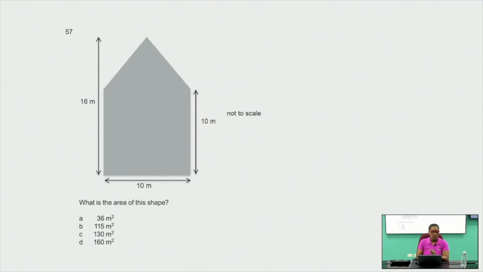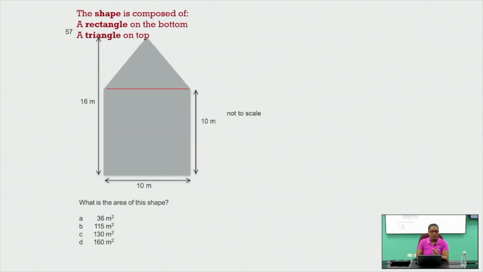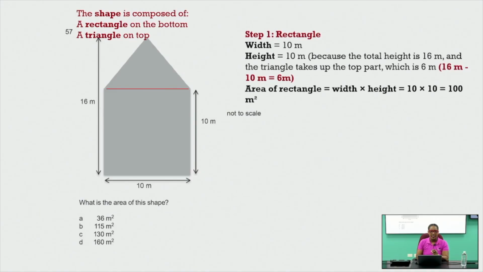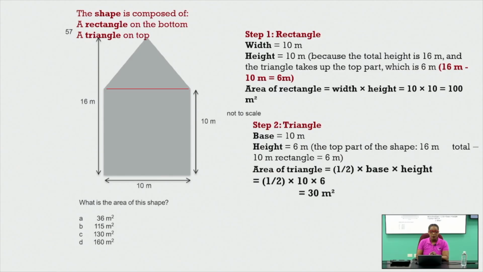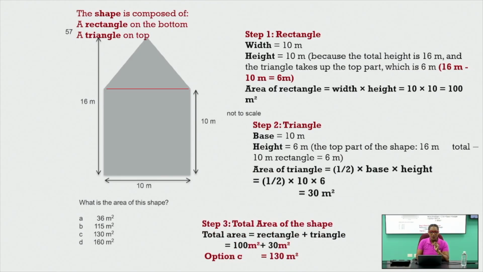Here we have a shape, and what is the area? This is a compound shape. We can pretty much separate it into a triangle and a rectangle and work out individual shapes. So we work out the area of the rectangle, then we work out the area of the triangle. After you find both areas, you would add them to give you the total area of the compound shape, which in this instance is option C, 130 square meters.